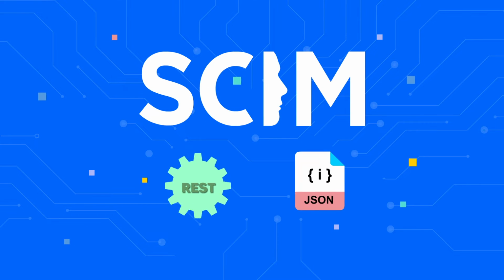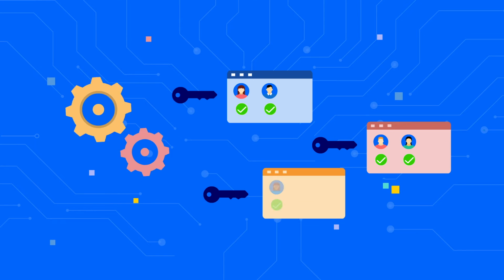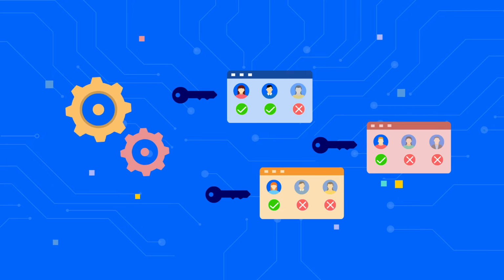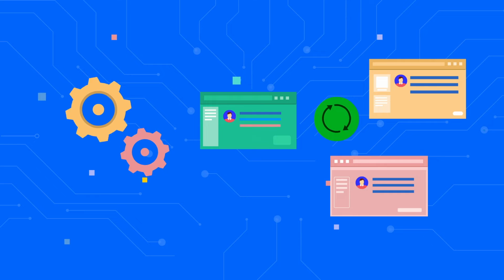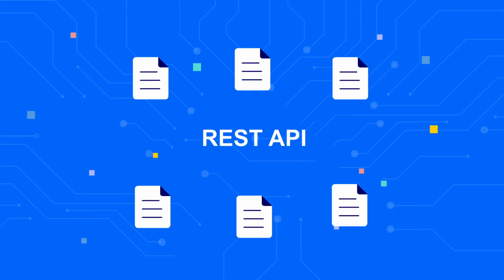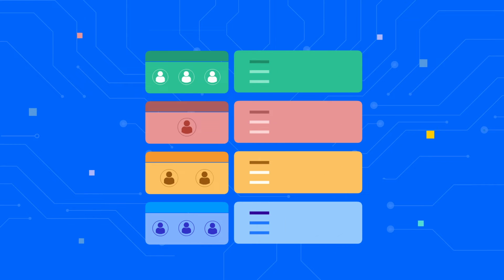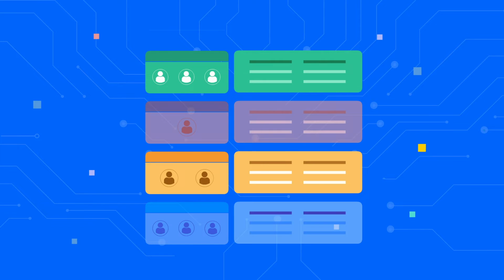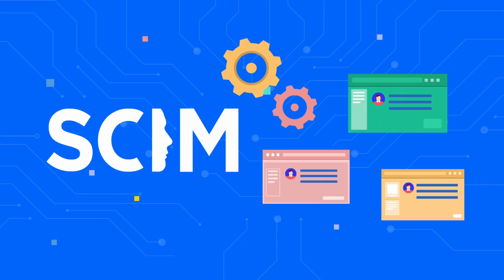SCIM is a REST and JSON-based protocol that makes user management easy. It enables automated provisioning and deprovisioning of users, change synchronization, and efficient user management across applications. SCIM uses a common set of REST API requests for creating, searching, modifying, or deleting identities such as users and groups. These functionalities apply to any service that is compliant with SCIM.